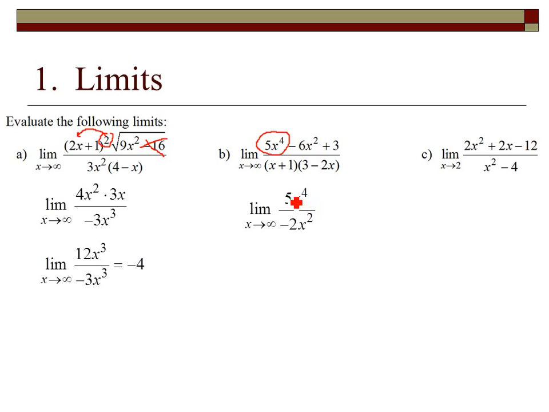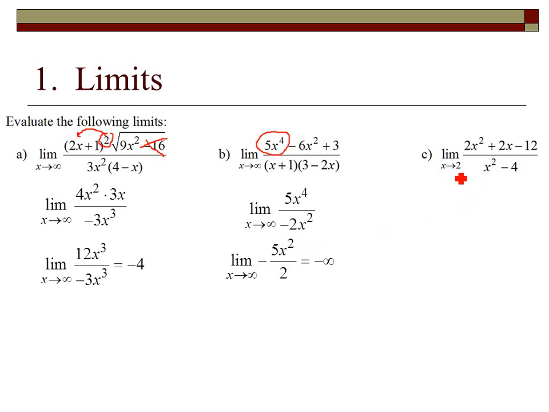Well, this is going to reduce to 5x squared over negative 2. And as x goes to infinity, this gets to be really, really big. But because of the negative, I'm going to go to negative infinity. If x was going to negative infinity, I would still be going to negative infinity, because when I square a negative, that becomes positive.